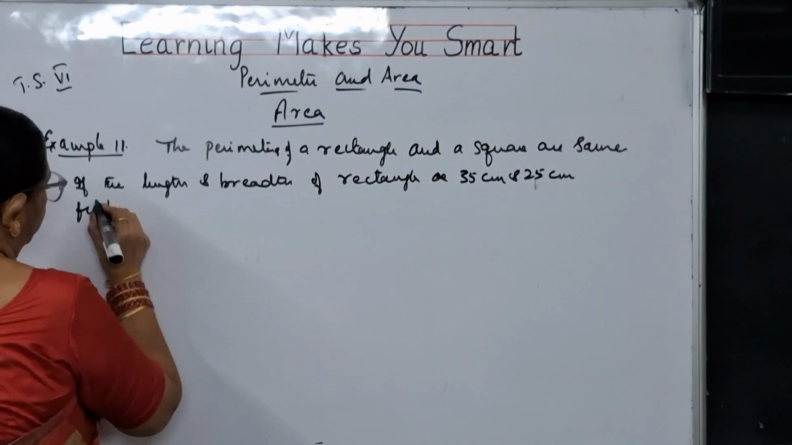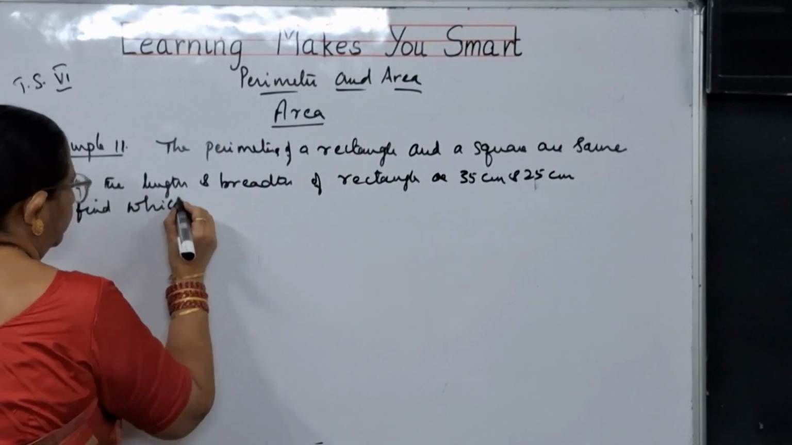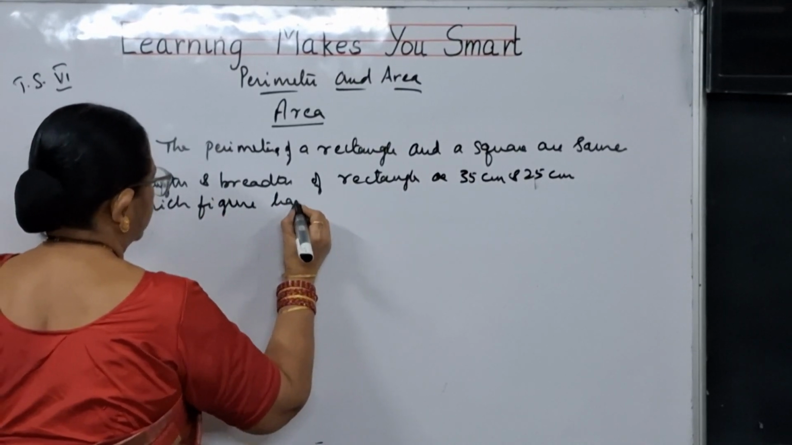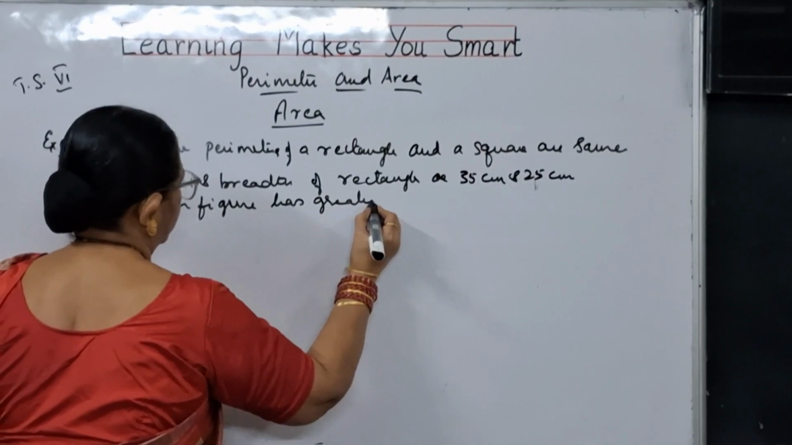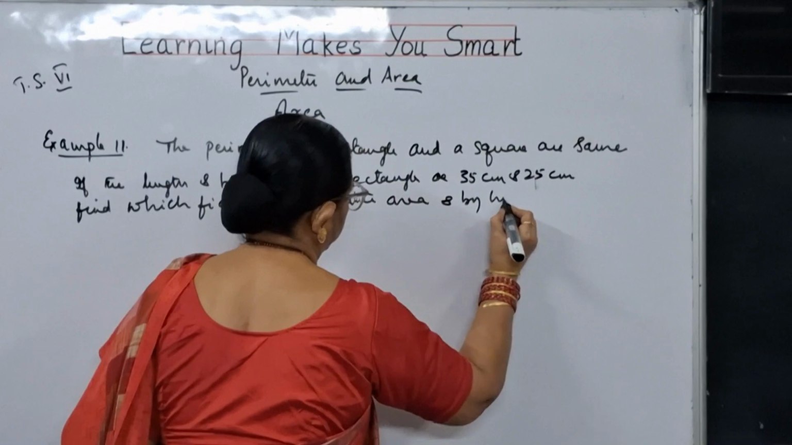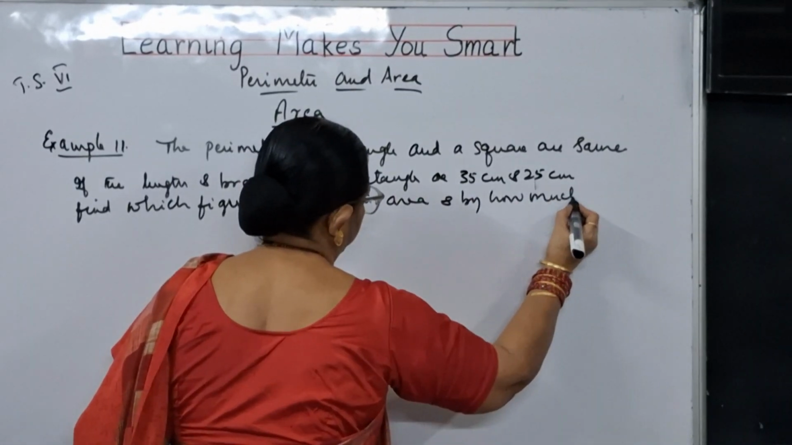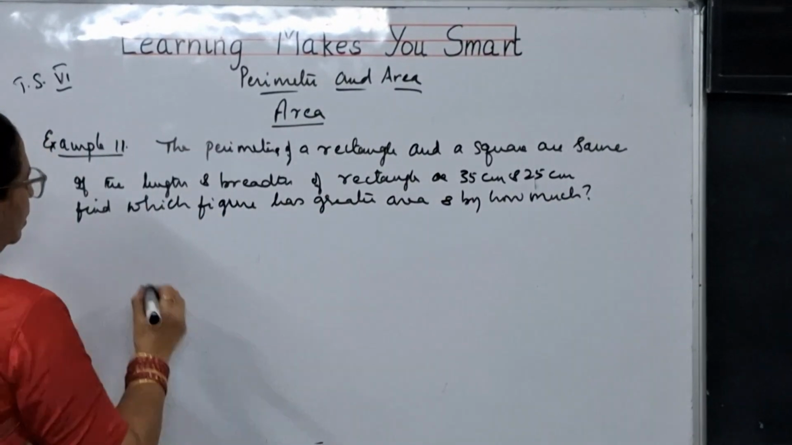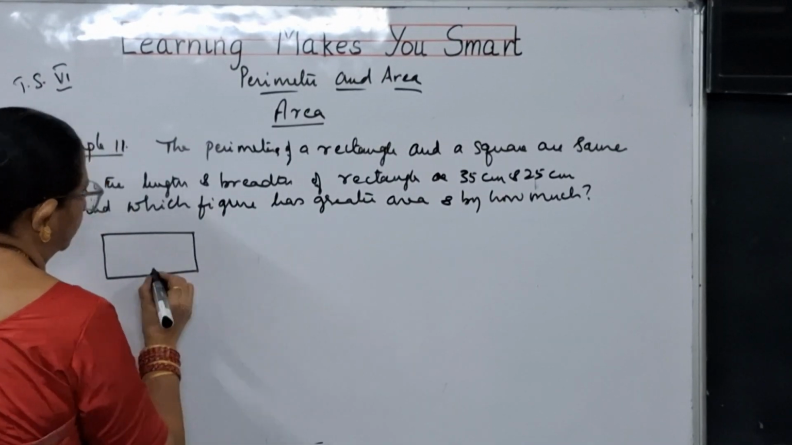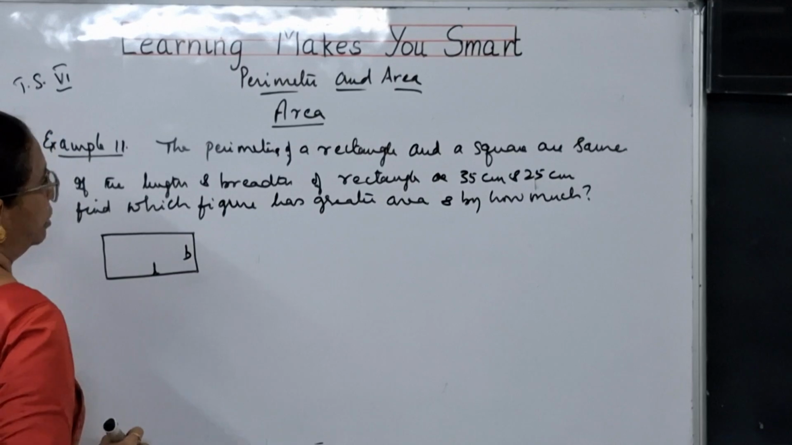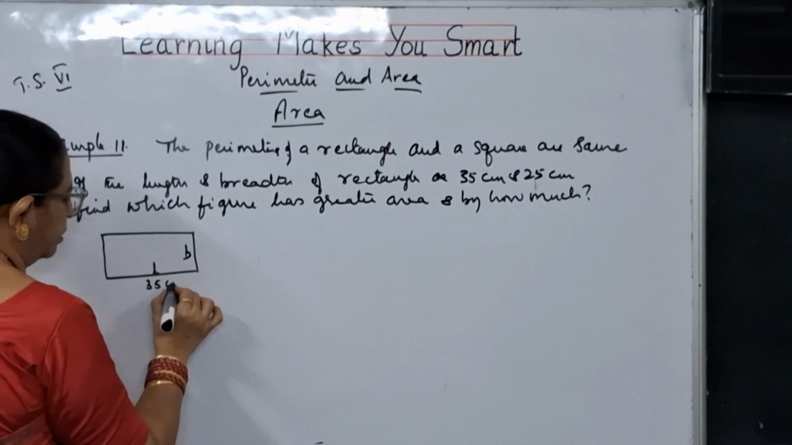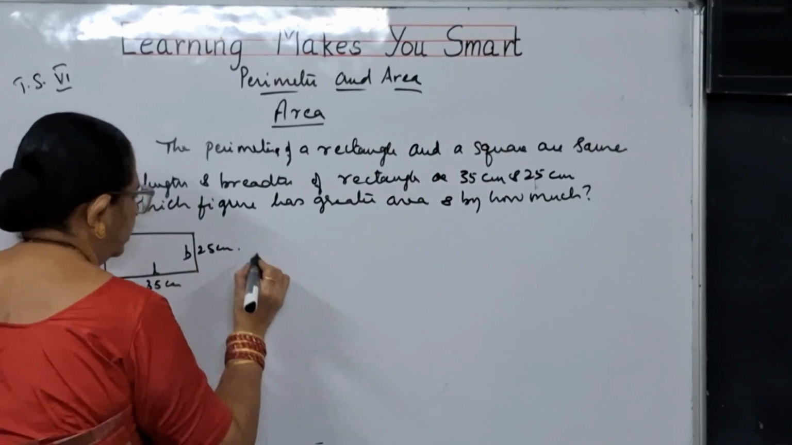This is the question. So you have got a rectangle given to you, children. This is the length, this is the breadth. How much is length they have given? Length is 35 centimeters and breadth is 25 centimeters.